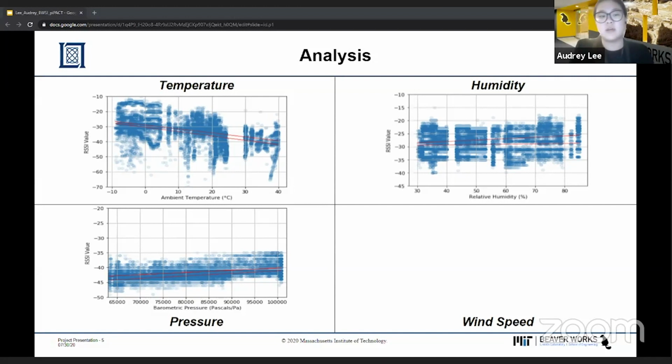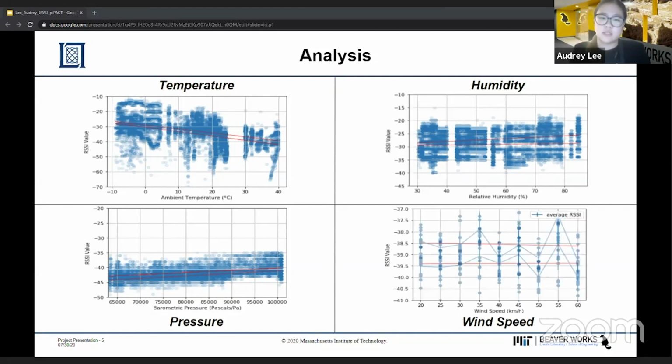And finally, for wind speed, you'll see that the plot looks a little bit different since the scans were taken at discrete intervals. Therefore, I was able to plot the average RSSI along with the scatter plot. However, I did not find any relationship between wind speed and RSSI, which was again supported by a regression coefficient and r-squared value of almost 0.